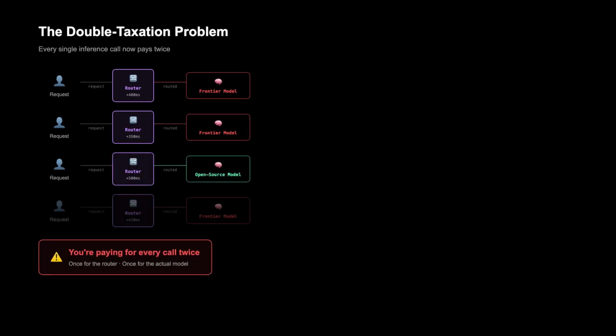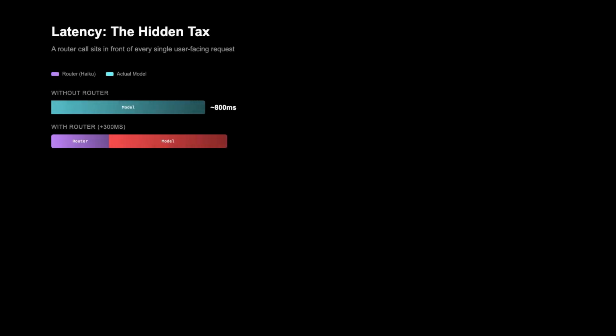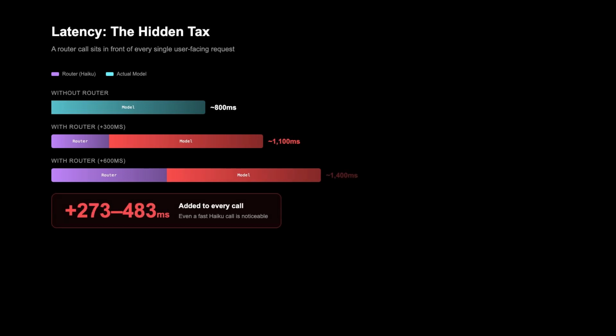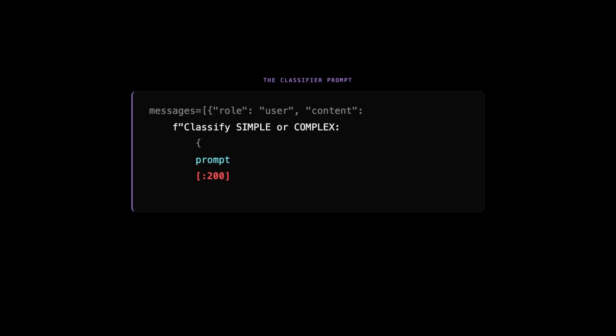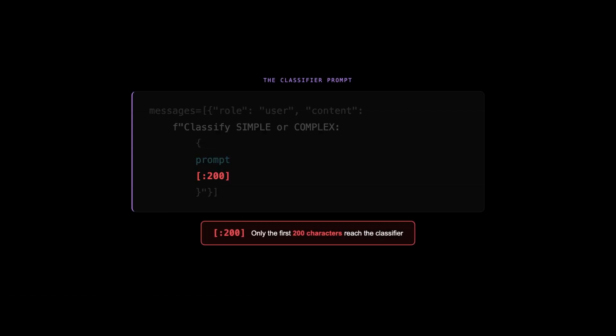Along with the cost, you're also hurting latency. Every single inference call now has a router call in front of it. Even a fast Haiku call adds around 300 to 600 milliseconds. That's visible to users on every request. There's a subtler problem with this classifier that doesn't show up until you're in production. That prompt truncation to 200 characters is doing real work, and not in a good way.